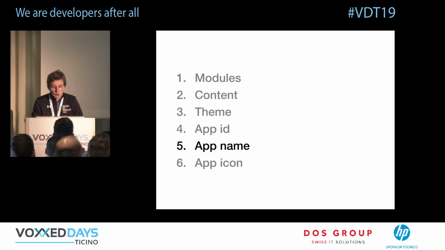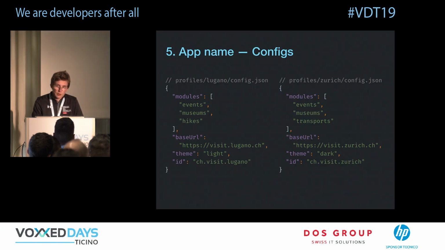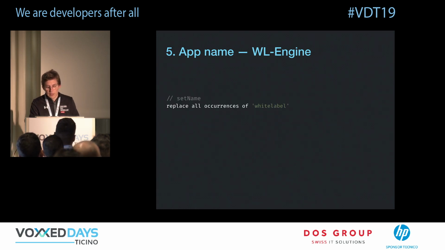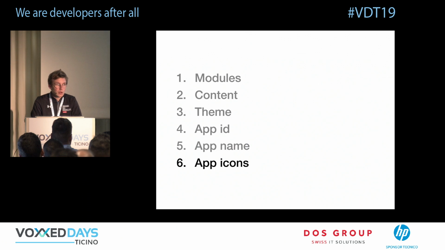We are going to do this also for the application name, just simpler. We want to see visit Lugano underneath the icon, and visit Zurich for the other application. So once again, we open our configuration file, add the name into the configuration, and the engine will take care of it for us. In this case, we are going to replace all occurrences of whitelabel with visit Lugano, the new name for the application, in those two files, once for Android and once for iOS. And finally, we have application icons.